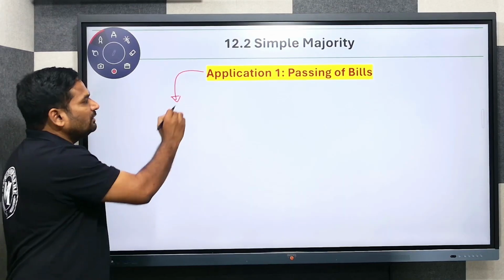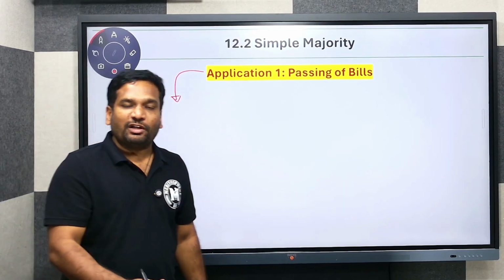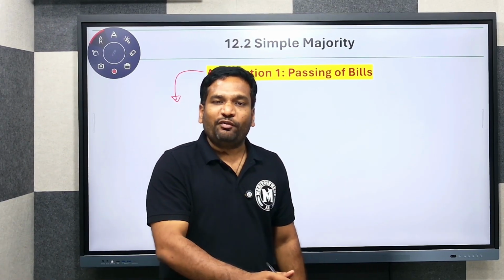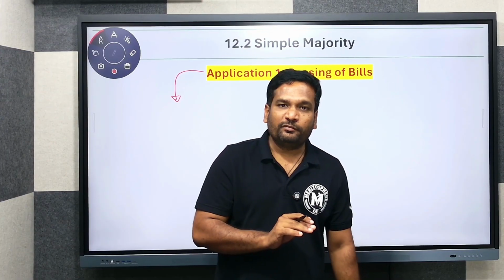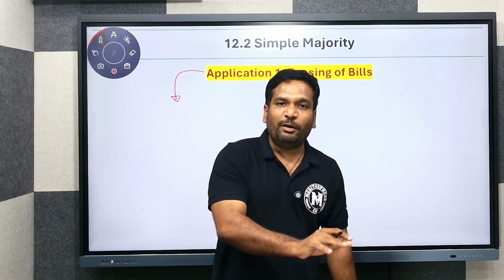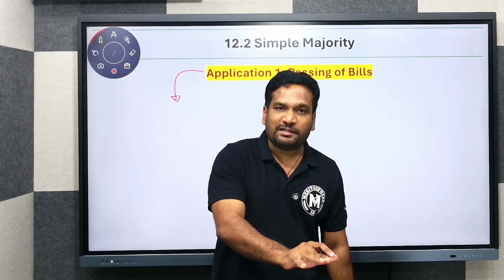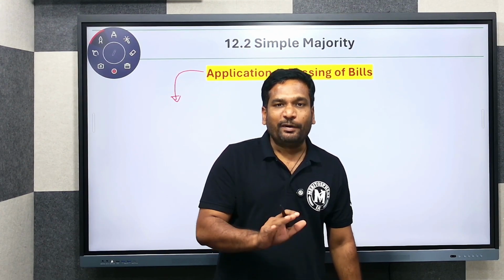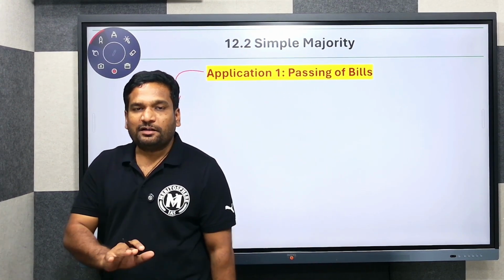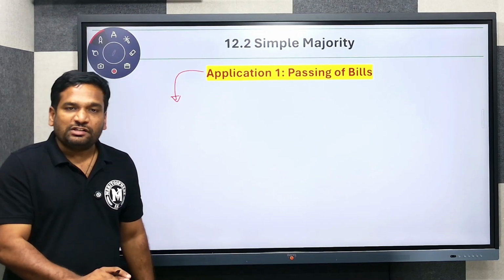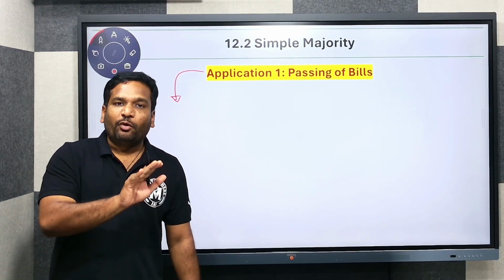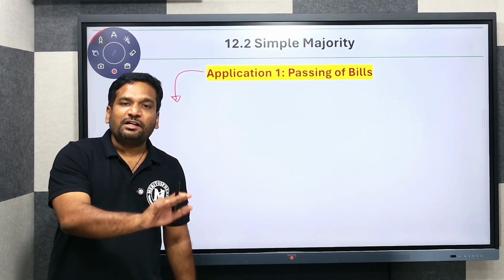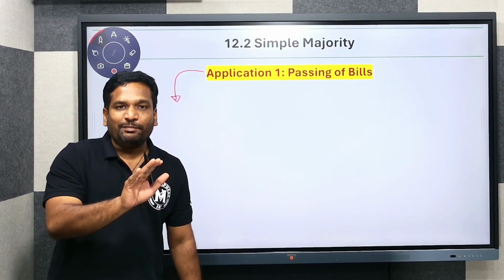In the parliament, any proposal for legislation is brought before the house in the form of a bill. So for passing of the bills, or for enacting the legislations, the voting process is there. In that voting process, the majority that is used is simple majority.